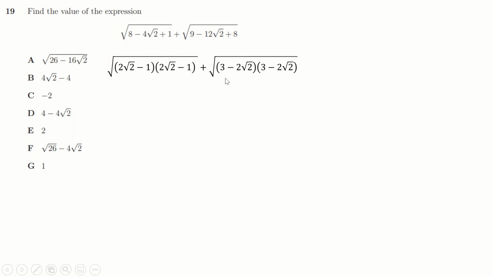And likewise over here, 3 times 3 is 9. 3 times negative 2 root 2 is negative 6 root 2, minus another 6 root 2 for minus 12 root 2, and then this times this, as already discussed, is an 8. But of course, these brackets are repeated, so you can write them like this.